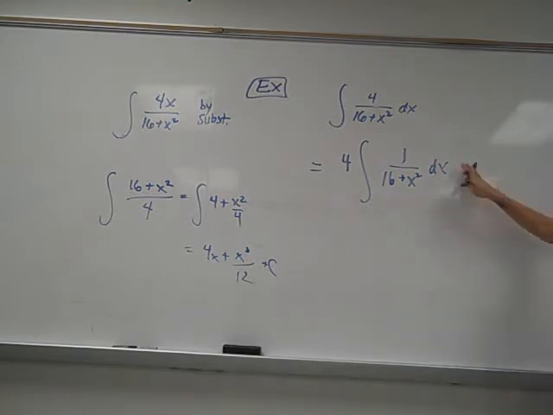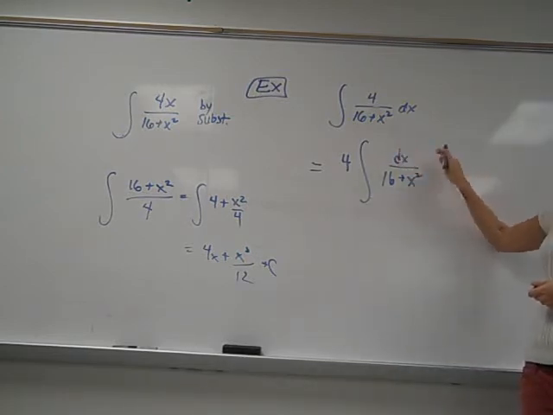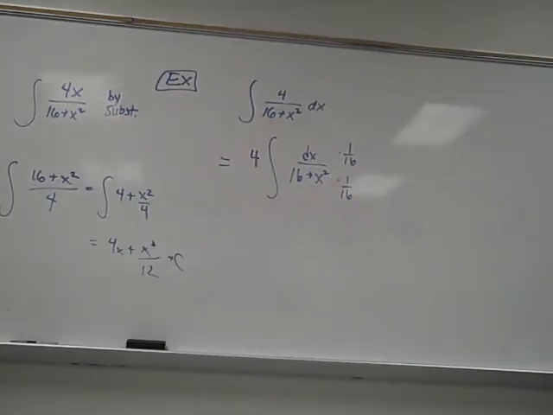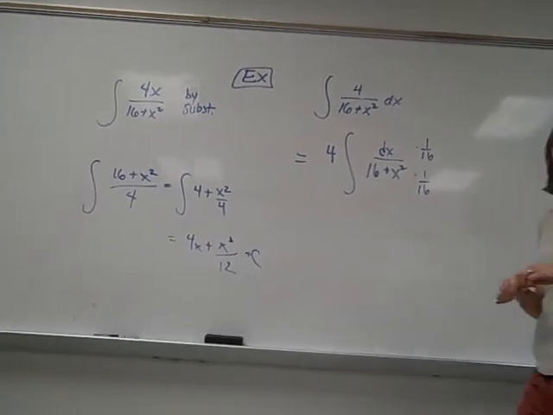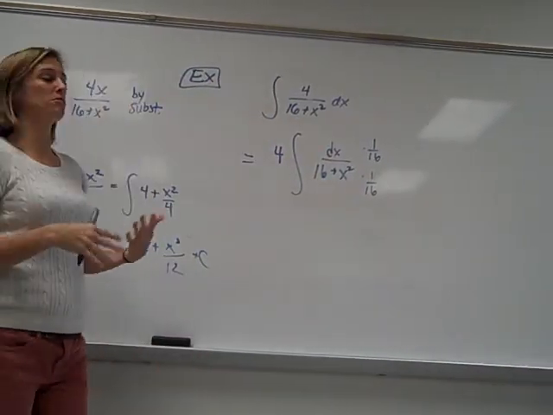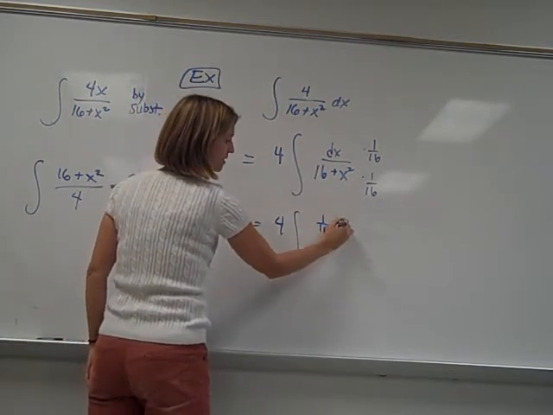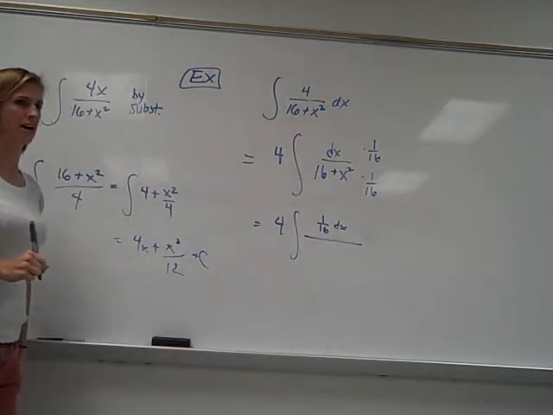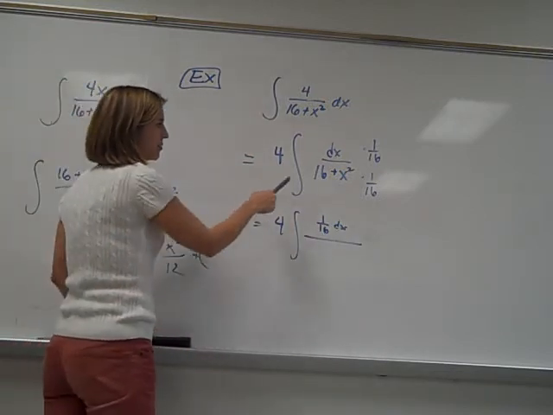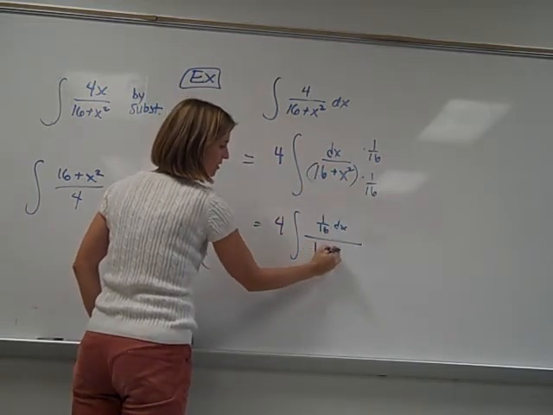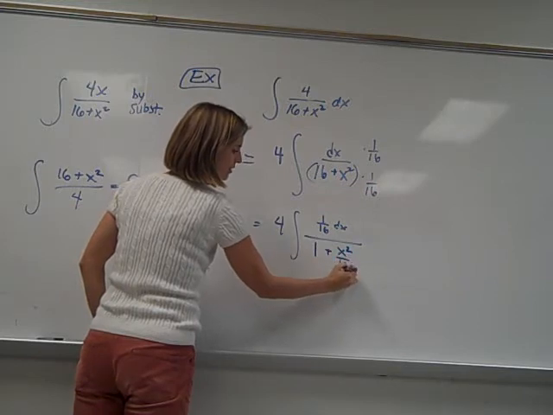Okay, ready for this? I'll put my dx up here just because it's a little easier. I'm going to multiply the bottom by 1/16, and multiply the top by 1/16. That's cheating. Okay, I haven't done anything illegal. I'm just multiplying by 1. Because on the top that's going to give me 1/16 dx, which I'm going to pull out in a second. And on the bottom I have to distribute, so it's going to give me 16 over 16, so 1, plus x squared over 16.